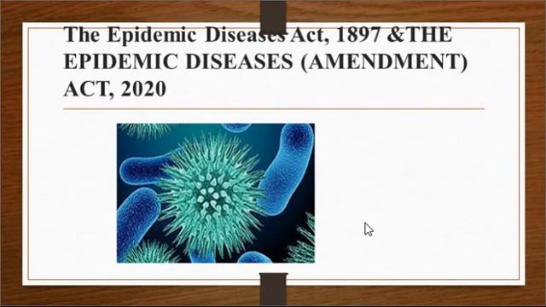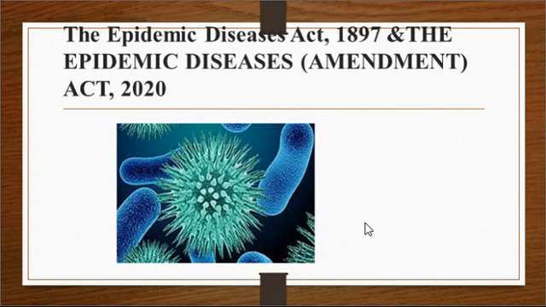Now see, if we talk about the Epidemic Diseases Act 1897, right, it is a very short act. It has 5 sections only, and it does not even have a definition clause. And this act was enacted during the British rule. Okay, in 1897, there was a plague in Bombay, and that is why the Epidemic Diseases Act 1897 was enacted.